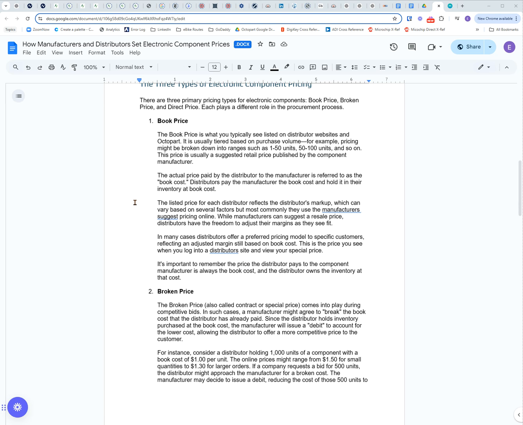Now, the actual price that the distributor paid to the manufacturer is referred to as the book cost. Distributors pay the manufacturer the book cost, and they always hold it in their inventory at the book cost. The listed price that you see on the distributor's website reflects the distributor's markup over the book cost, and that can be based on many things, but again, they normally use the manufacturer's suggested price. But they have freedom to do what they want.